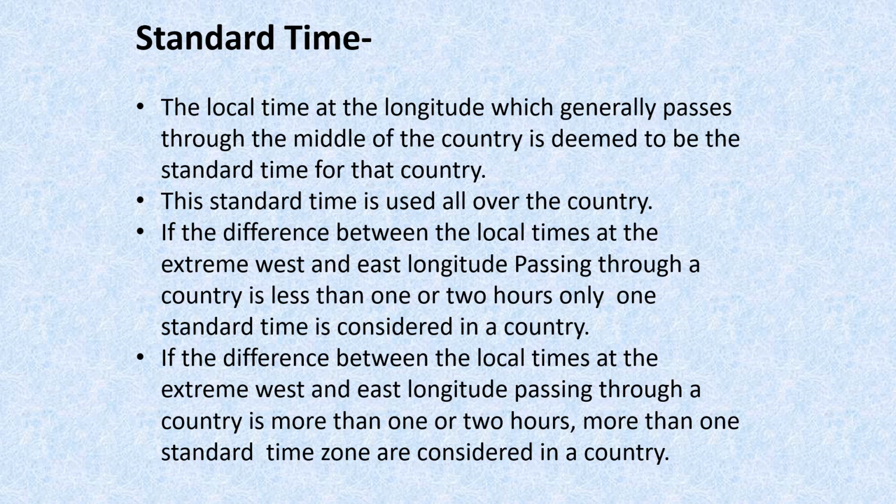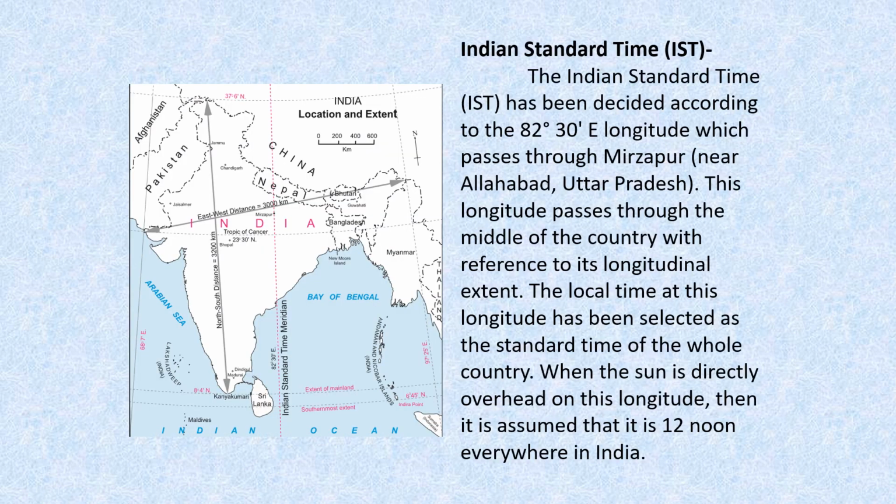For example, Brazil. The longitudinal extent of Brazil is vast. That's why there are 4 time zones. Indian Standard Time, that is IST. The Indian Standard Time has been decided according to the 82 degrees 30 minutes east longitude which passes through Mirzapur near Allahabad in Uttar Pradesh. This longitude passes through the middle of the country with reference to its longitudinal extent. The local time at this longitude has been selected as the standard time of the whole country.